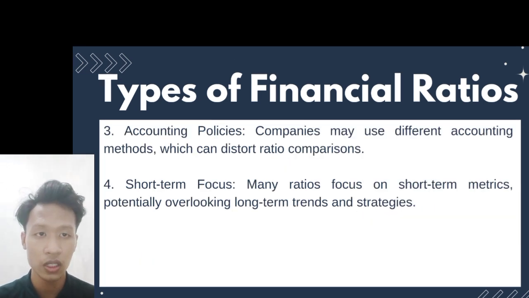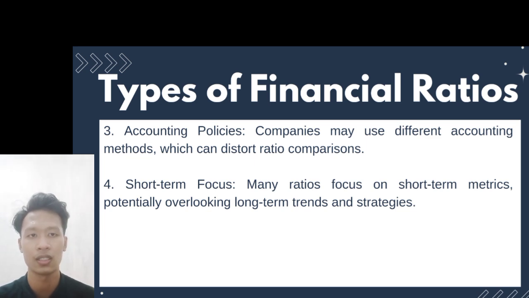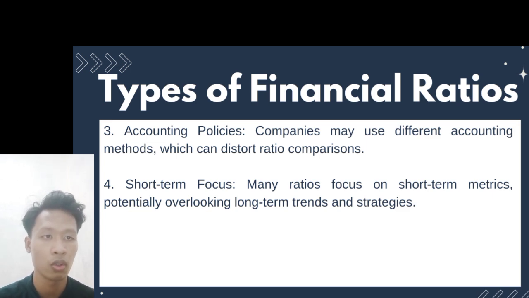Number 3 is accounting policies. Companies may use different accounting methods, which can distort ratio comparisons. Number 4 is short-term focus. Many ratios focus on short-term metrics, potentially overlooking long-term trends and strategies.